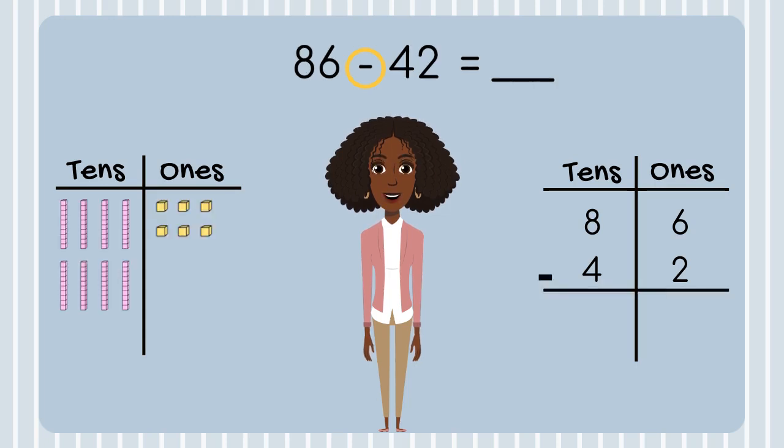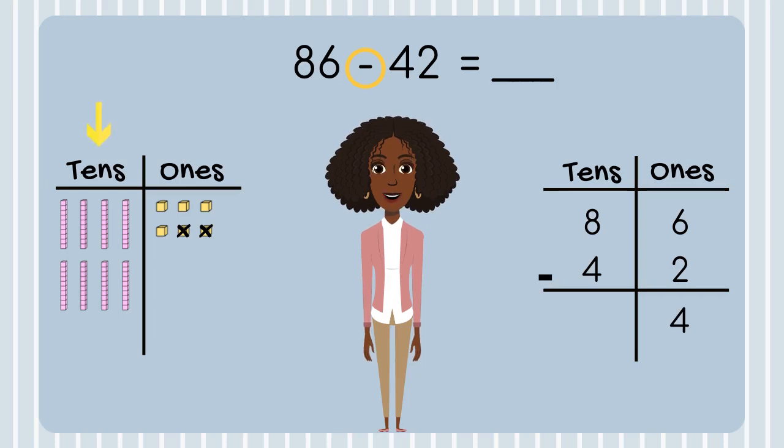Now, I am ready to subtract. When I'm subtracting, it's important to always start in the ones place. In my ones place, I have 6. I need to take away 2. 1, 2. Now I have 4 ones left, so I will put a 4 in my ones place.